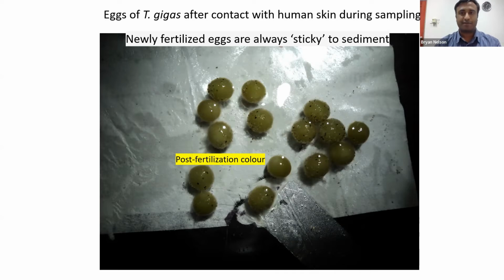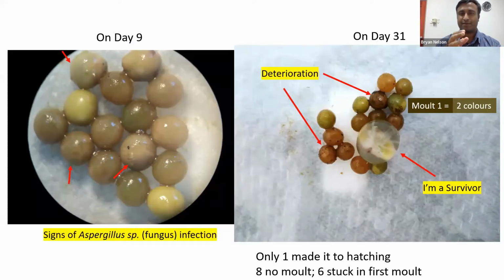After sieving, we put it back on the spatula, and sometimes the eggs get into contact with our fingers. Putting it into the holding tank and bringing it back to the laboratory, this is what happens. From eggs that are very clean, they start becoming sticky to sediment. So they become sensitive. And then, keeping them for some time, you start getting fungus on day 9.